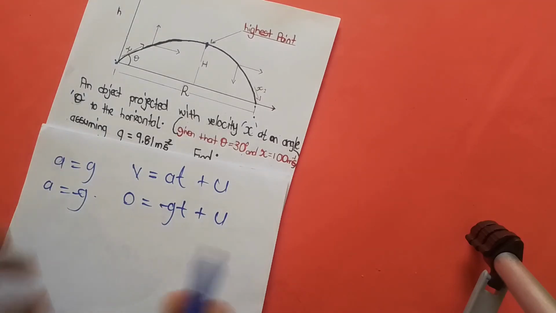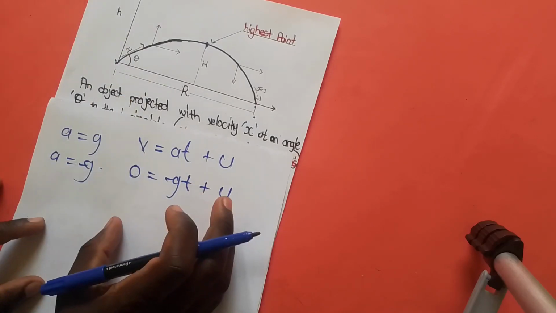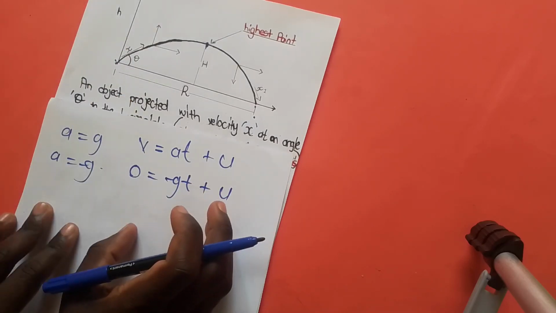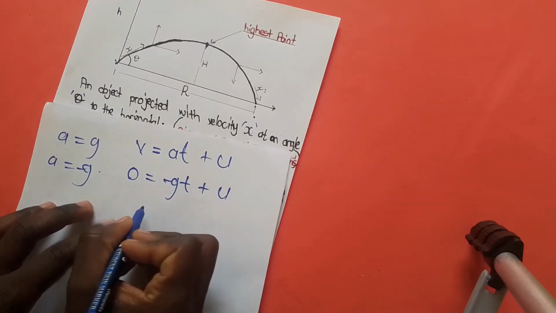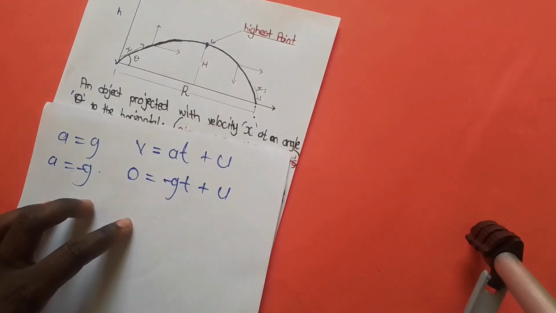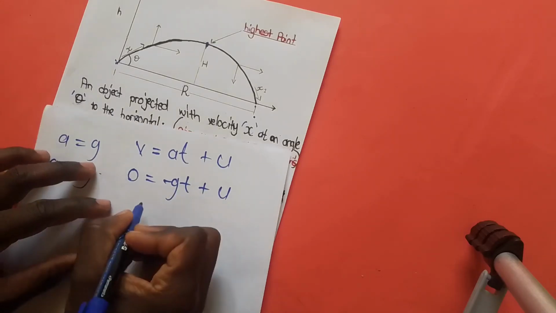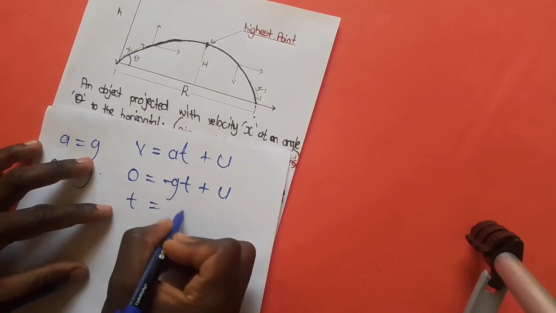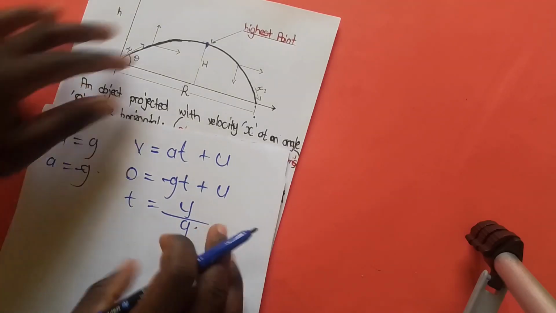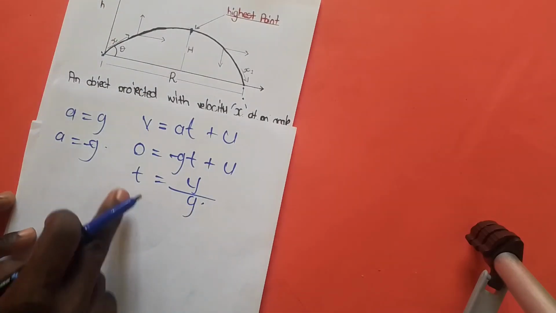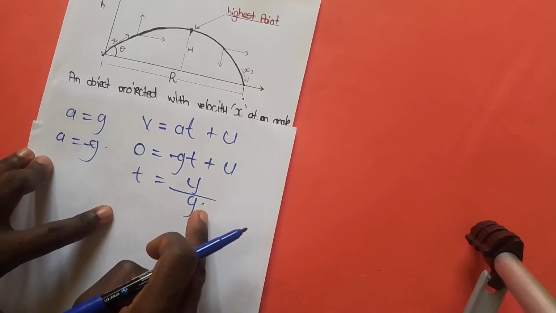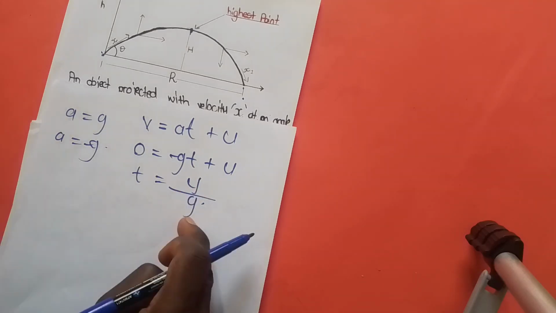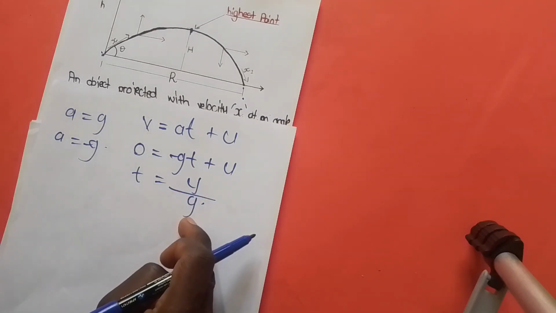Okay, so let's make t the subject of the formula in this equation. If we make t the subject of the formula, the equation is going to look something like this: t = u over g. So the time taken to reach the maximum height is equal to the initial vertical velocity divided by g, the gravitational acceleration, right?